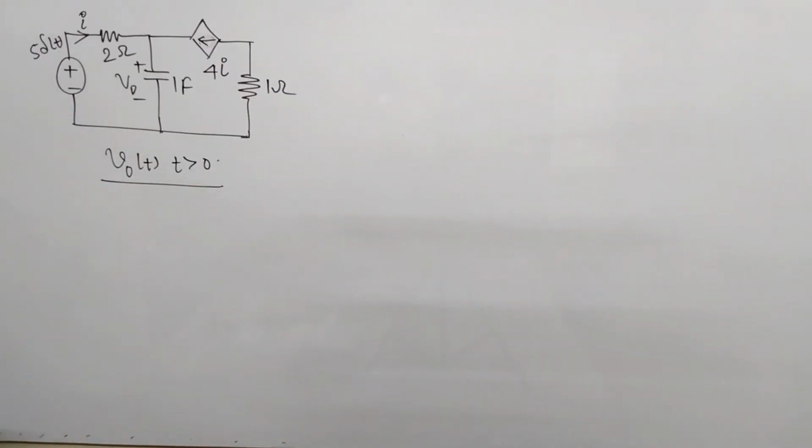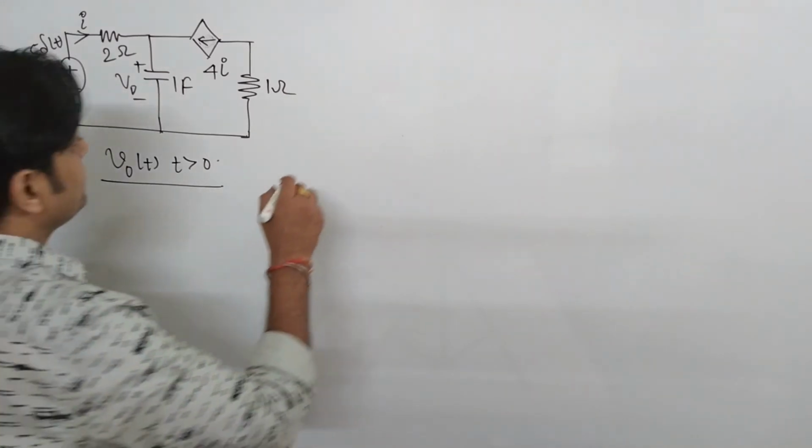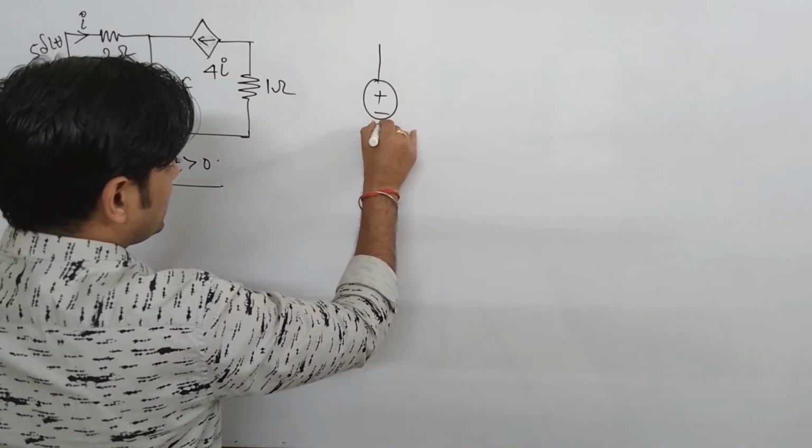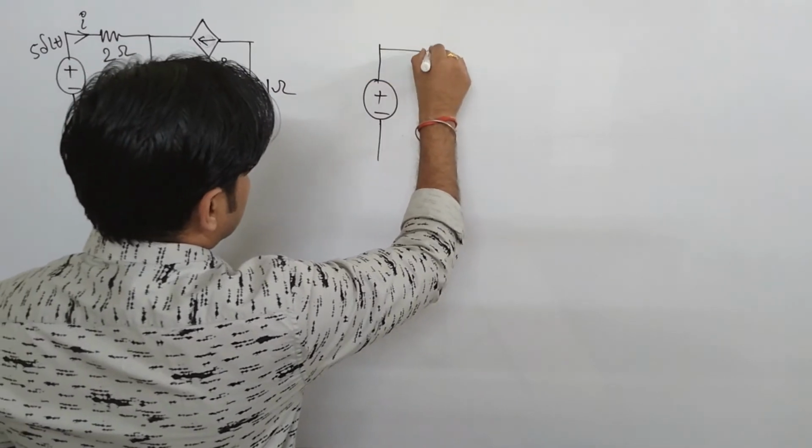In this problem, friends, you have to find v0(t) for t greater than 0. The condition is given that initially the capacitors are uncharged. If it is not mentioned, and this is a type of circuit in which no switch is mentioned, that means definitely the capacitor is initially uncharged. So in such type of problem, how will we solve it? Now the source is an impulsive source which is given here. So we will directly draw this circuit in terms of Laplace transformation.